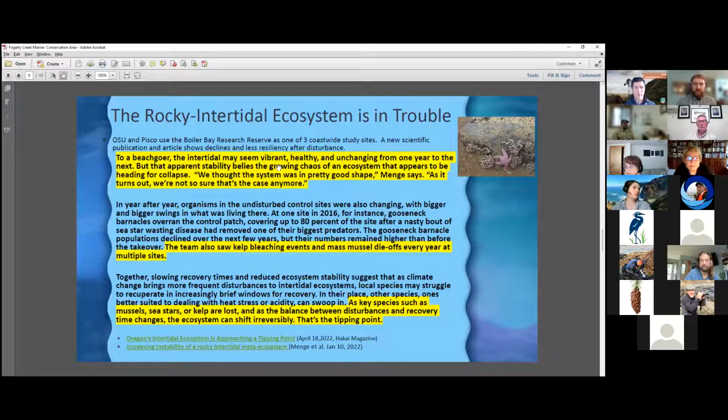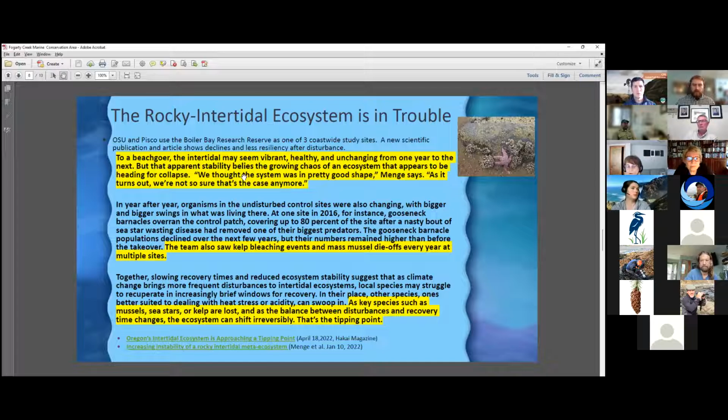It surprised Bruce, Dr. Menge. He said, we thought the system was in pretty good shape. As it turns out, we're not sure that's the case anymore. And he says that if they hadn't been collecting this research over all these years, and one of the research sites of three up and down the coast was at Boiler Bay, just to the south of this, we wouldn't know it looks good. We wouldn't know how things are changing and how rapidly things are changing.